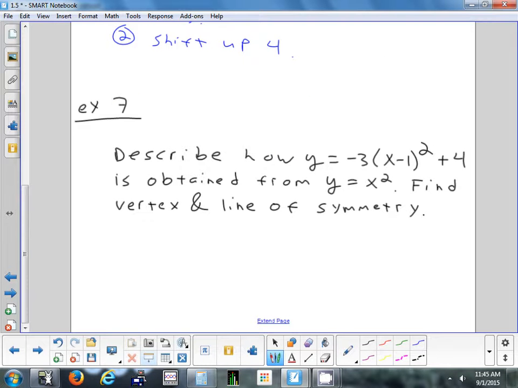Okay, this one, let's just start and see if we can figure out how many transformations we think there are to change y equals x squared into what's up above it. How many transformations do you think you got to do there? And one hint I'll give you is treat the negative and the 3 as separate. Those are two separate things.